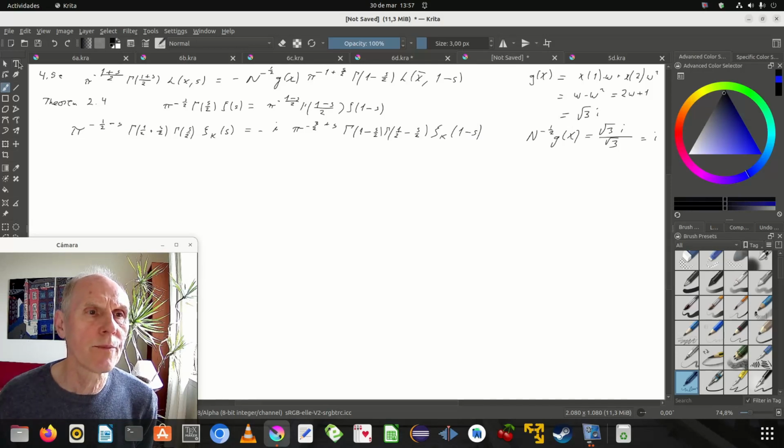If we, in this guy, set s equal to s minus 1, then we get this. And if we set s equal to s minus 1, then this gives this, 1 minus s, that's 1 minus s halves. So this is nice simple symmetry.